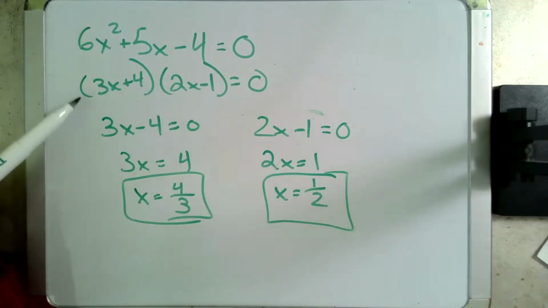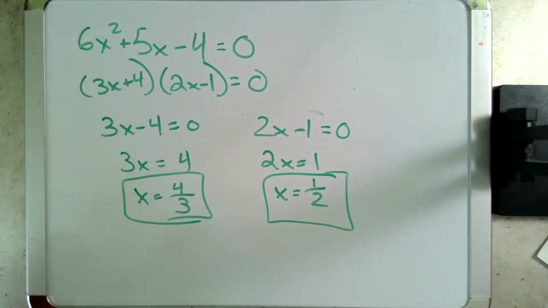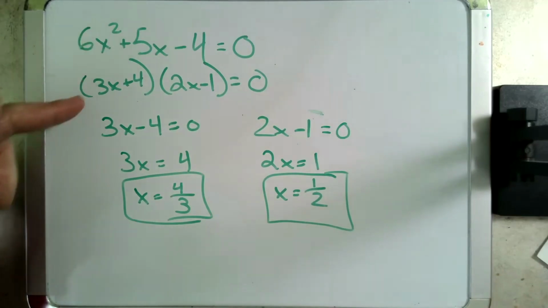Now, if this left you mystified, how'd I jump from here to here? Go check out this video, which has 4 different ways of factoring to help you get from here to here.